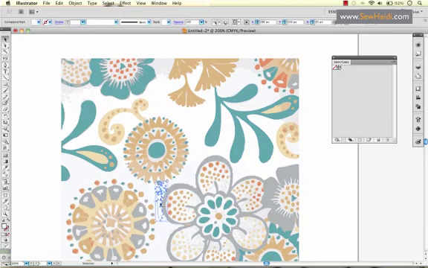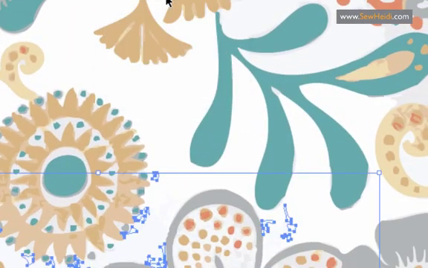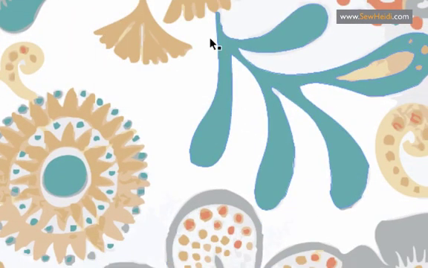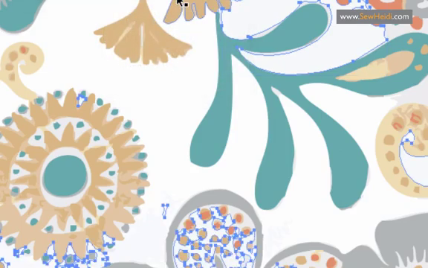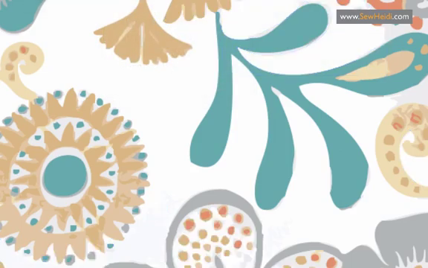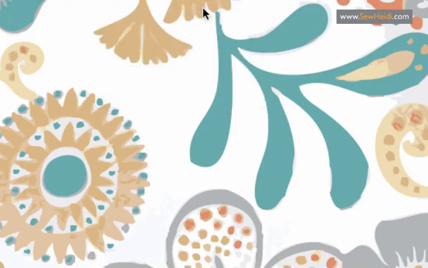And the quickest way to do it is find one, do select same fill color, and so what it's going to do is it's going to select everything in your artboard that is the same fill color as that unit that you have selected right there. So we'll select all of that, delete it. There's another one that's slightly a different shade. Select same fill color, delete, and I'm going to take this really pale gray out too just to clean it up. Select same fill color, delete.